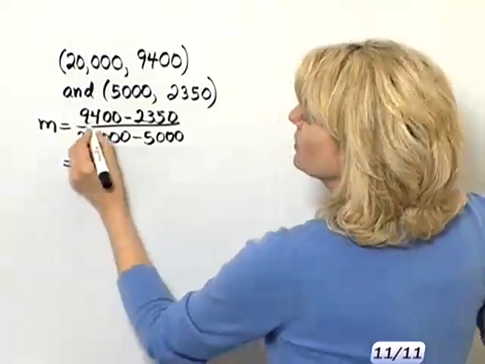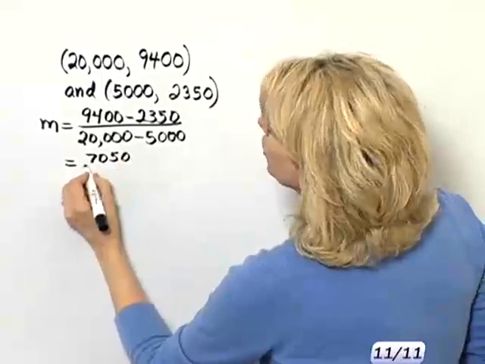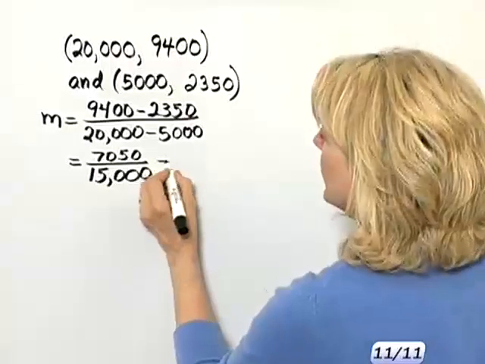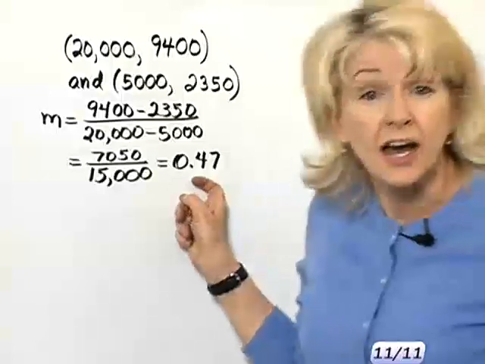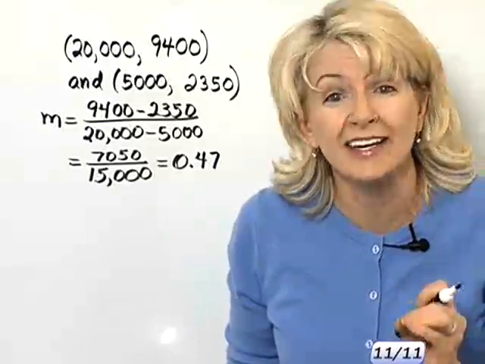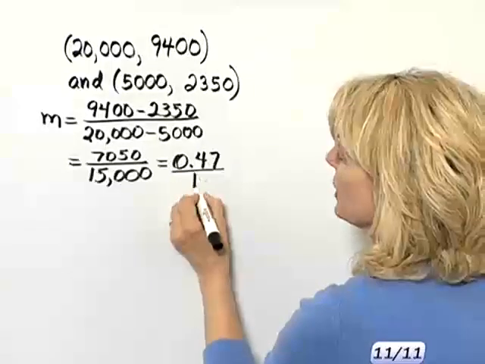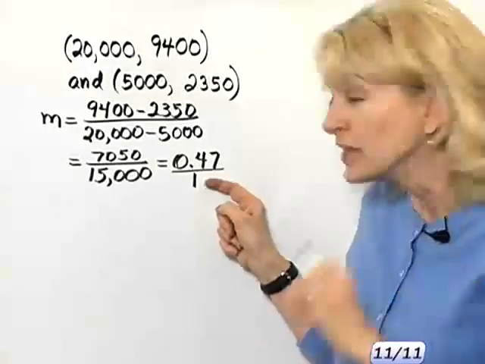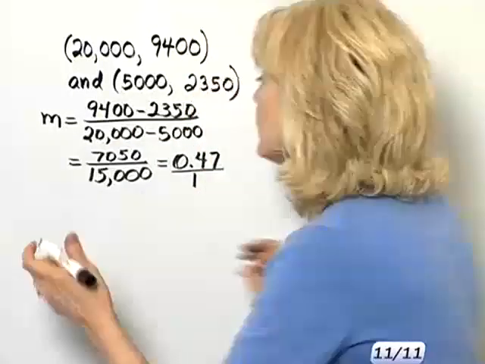There we go. So if you subtract, let's see, that's 7,050 over 15,000, and then divide, and you'll have 47 hundredths. So that's 47 cents, but that's my slope, and we'll look at it as a rate of change. So think of it as maybe this amount of money over 1. Remember now, this denominator, which is what? The x values, that has to do with miles. So what does that mean?